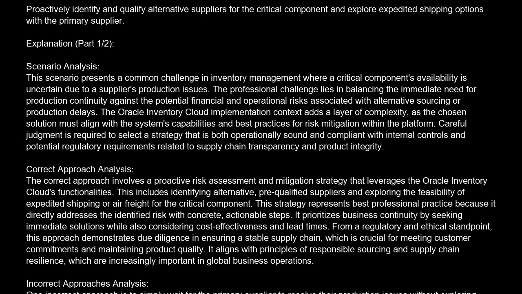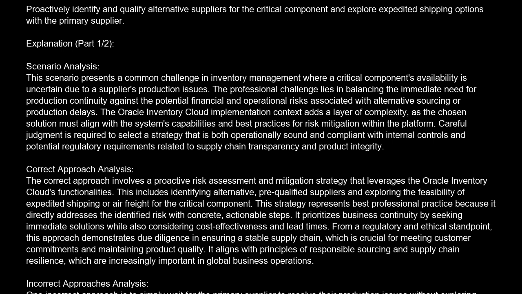to a supplier's production issues. The professional challenge lies in balancing the immediate need for production continuity against the potential financial and operational risks associated with alternative sourcing or production delays. The Oracle Inventory Cloud implementation context adds a layer of complexity, as the chosen solution must align with the system's capabilities and best practices for risk mitigation within the platform.